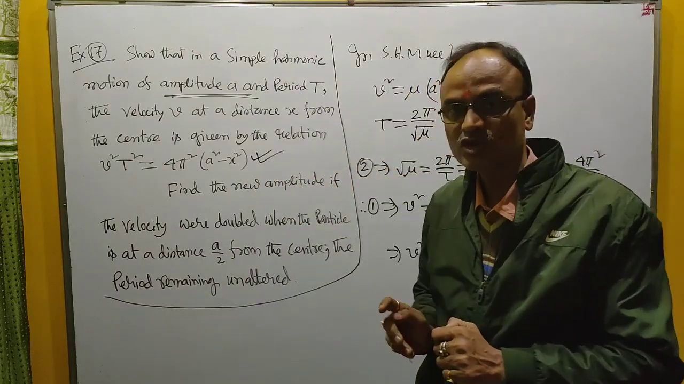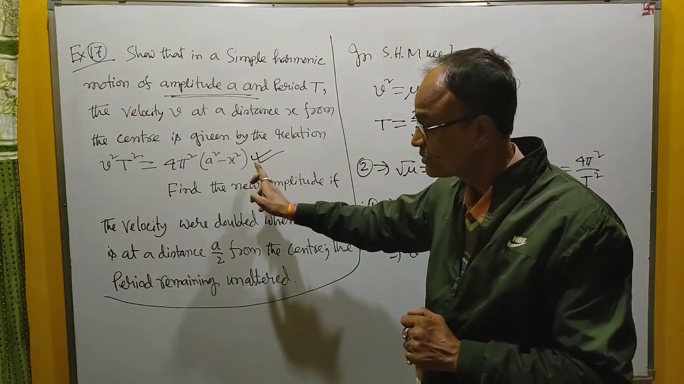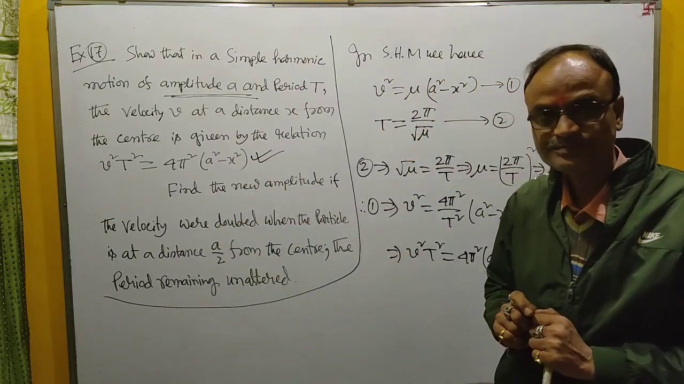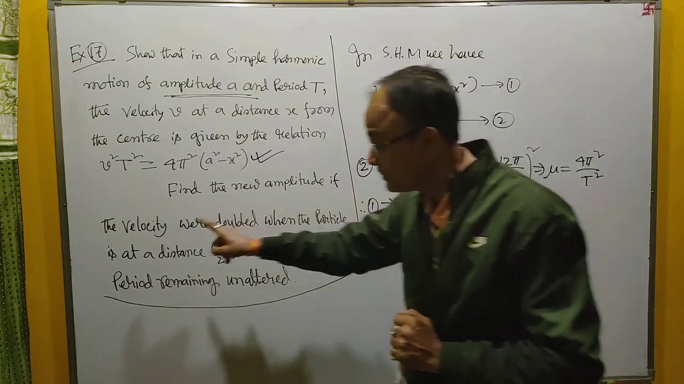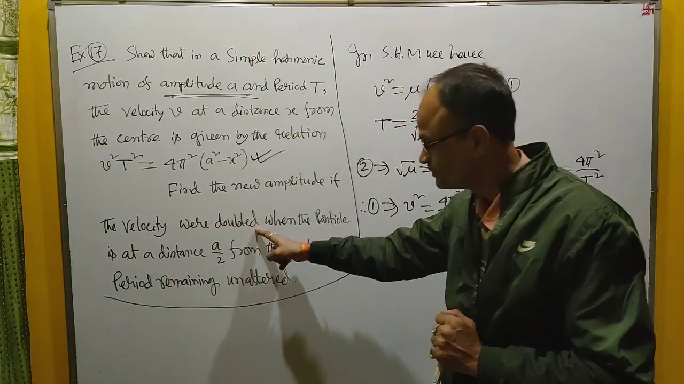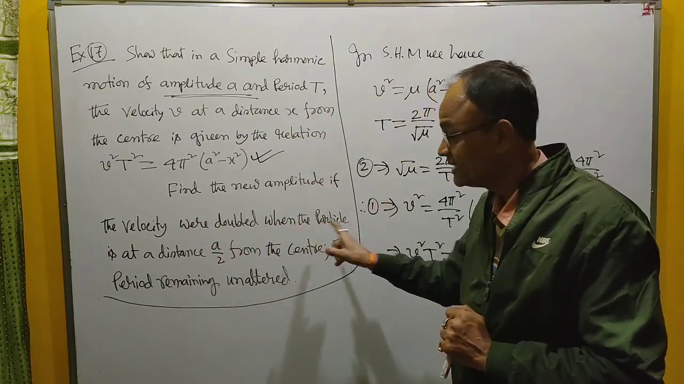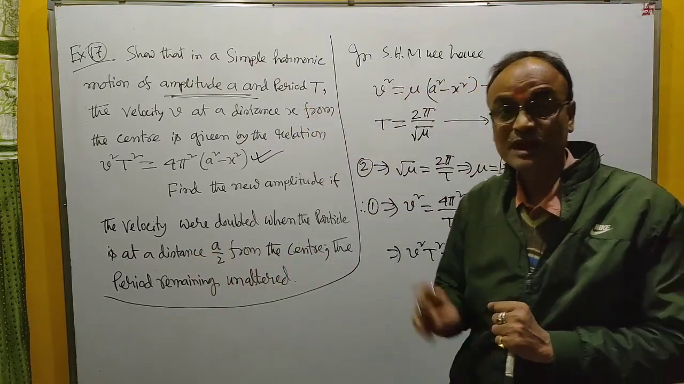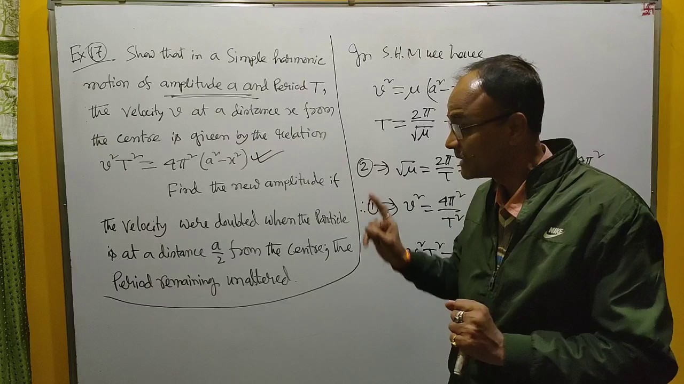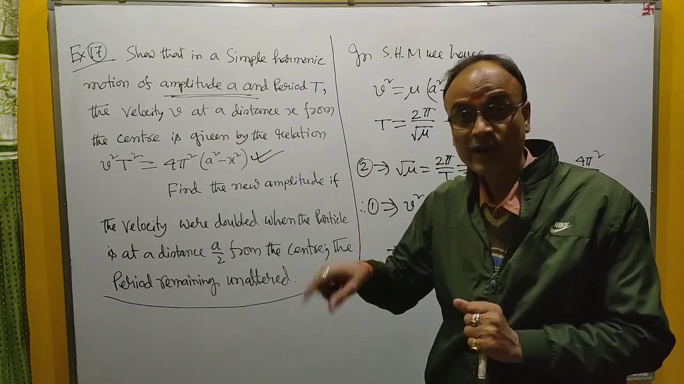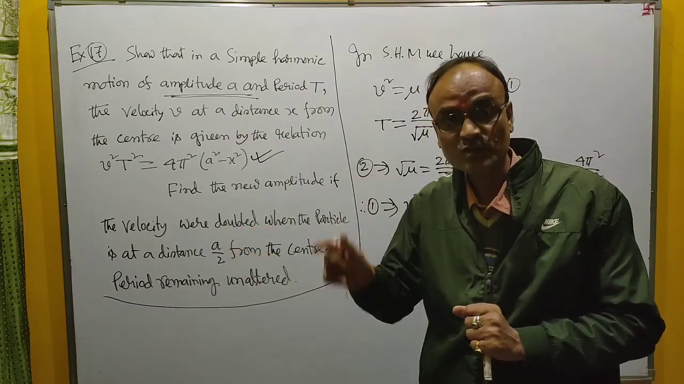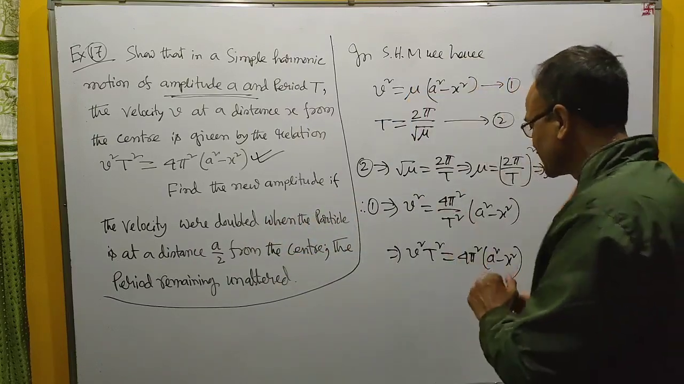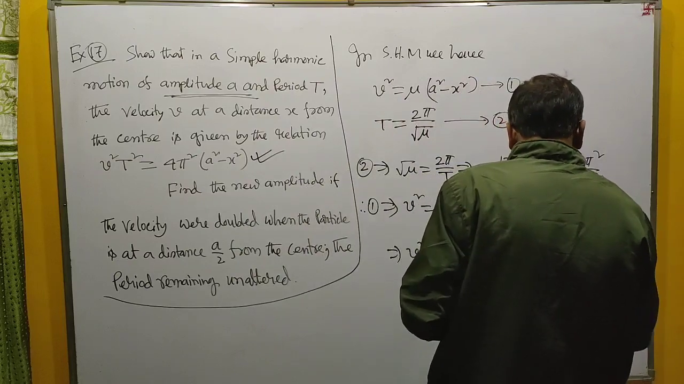Now, the main question is this. We have just established this relation. Find the new amplitude if the velocity were doubled when the particle is at a distance a by 2 from the center of force. First, you should find the velocity of the particle when it is at a distance a by 2. What is the velocity of the particle when it is at a distance a by 2 from the center of force?